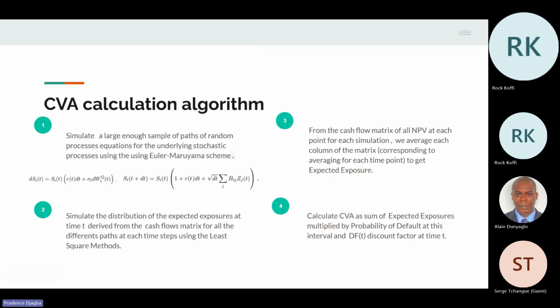And when we derive the different cash flow matrices, we will evaluate the average at each time across all those paths. And then the CVA will be just the multiplication of the expected exposure times the cumulative probability of default, and the discount factor.